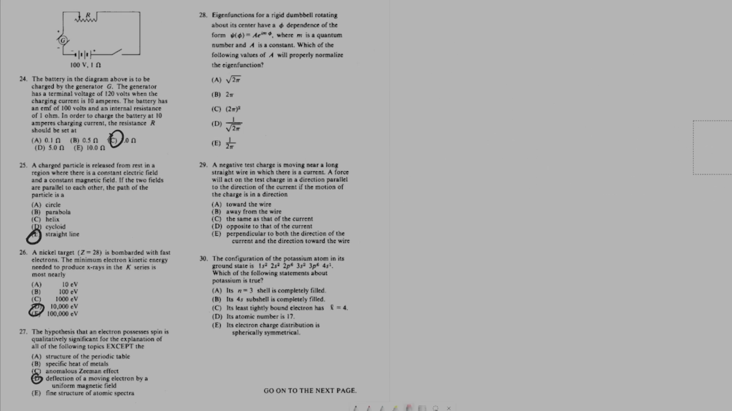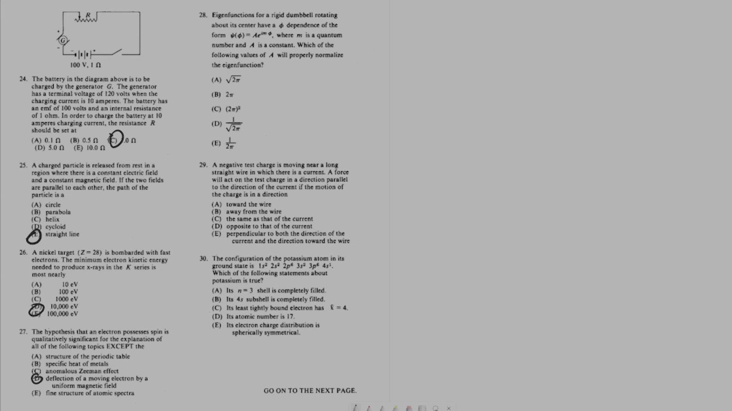The next question. Eigenfunctions for a rigid dumbbell rotating about its center have a phi dependence of the form psi(phi) = a e^(i m phi), where m is the quantum number and a is a constant. Which of the following values of a will properly normalize the eigenfunction?